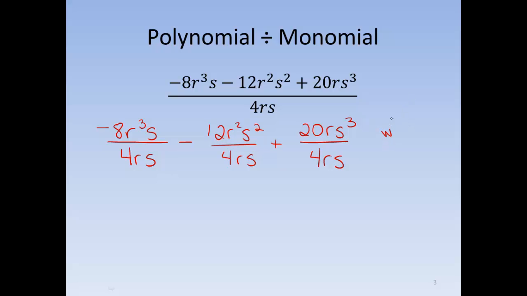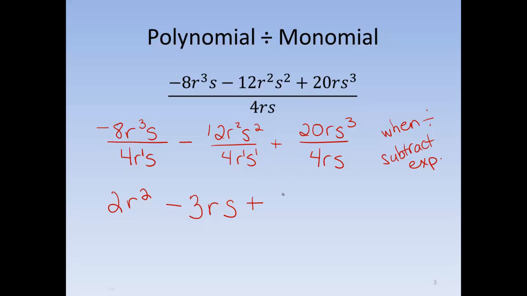The exponent rules say that when you divide, you subtract the exponents. Coefficients in front, you just divide them. So negative 8 divided by 4 is negative 2. Subtract the exponents. 3 minus 1 is 2. The s's cancel out. Minus 12 over 4 is minus 3. R squared over r to the first is r. S squared over s is s.